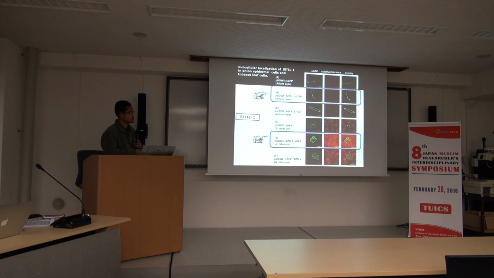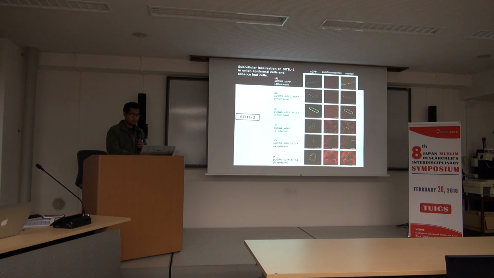In tobacco, our protein is localized not only in the plasma membrane, but also in the reticulate structure, and here we can also see it in the nucleus and plastid. We see the same data when we check SlTIL2 in tomato.